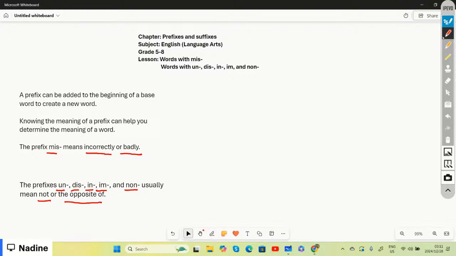Now we're going to look at a few examples of either the prefix mis or the prefixes an, dis, in, im, and non, keeping in mind that the prefix mis means incorrectly or bad, and the prefixes an, dis, in, im, and non usually mean either not or the opposite of what that word actually means.